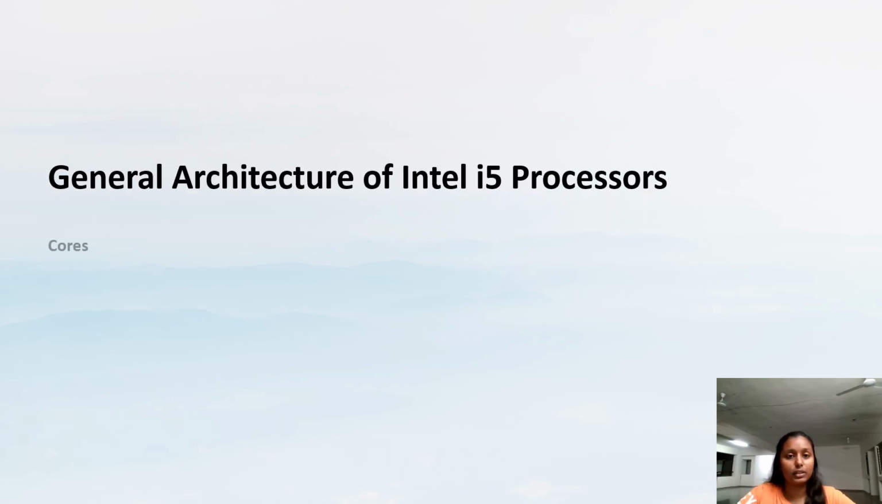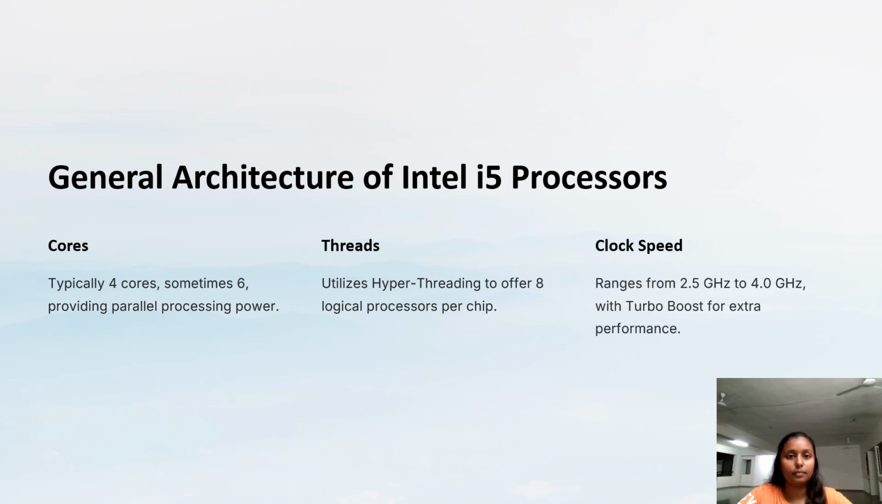Okay. So the general architecture of Intel Core i5 processors has evolved over multiple generations, but there are key components and technologies that form the backbone of this design: cores, threads, and clock speed. Intel Core i5 processors typically have between 4 to 6 cores. Each core has its own set of instructions to process, allowing for true multitasking. Hyper-threading technology allows each core to handle two threads simultaneously, which increases parallelism and improves performance.